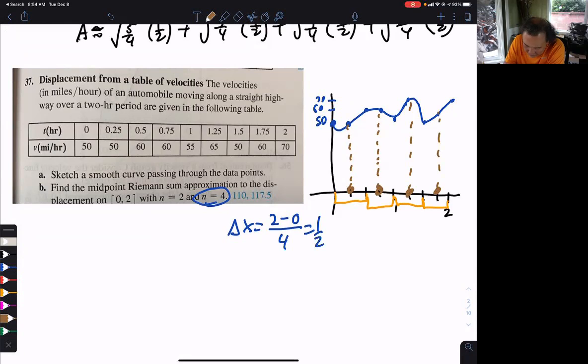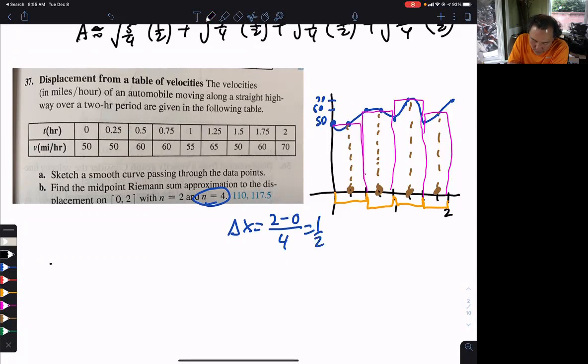If you want an illustration of this, the first one will be right there. The second one, wow, that's pretty bad, will be right there. The third one will be right there. The fourth one will be right there. That's pretty bad. Okay, so we're going to add these up.